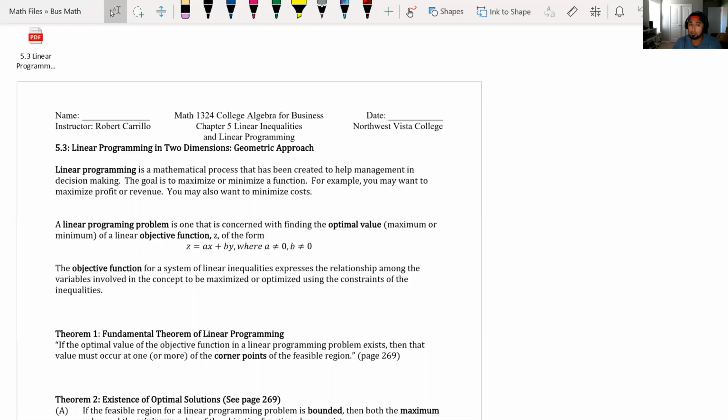A linear programming problem is one that is concerned with finding the optimal value, a max or min, of a linear objective function. This is the function we want to maximize or minimize in the form of z equals ax plus by. Okay. The objective function for a system of linear inequalities expresses the relationship among the variables involved in the concept to be maximized, or we can also say optimized, using the constraints of the inequalities.